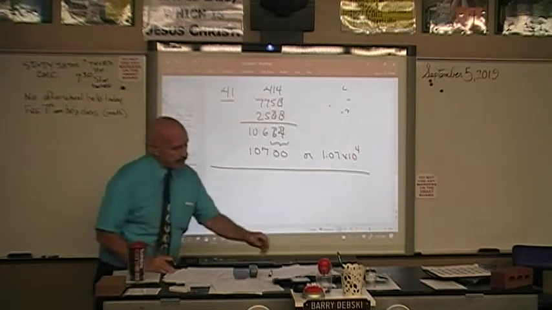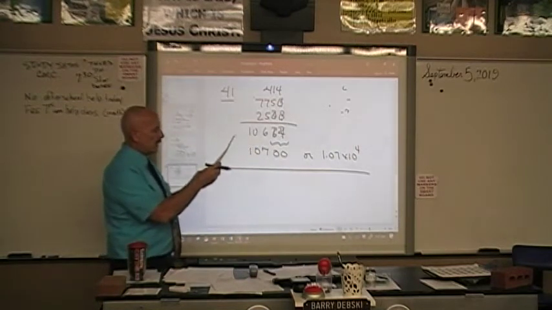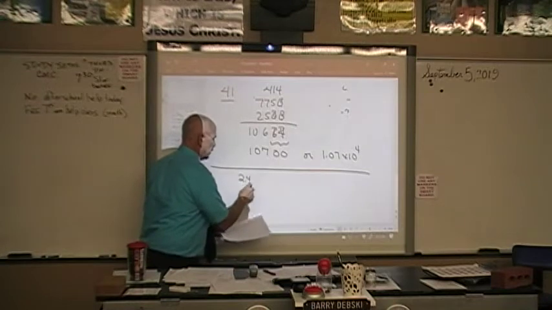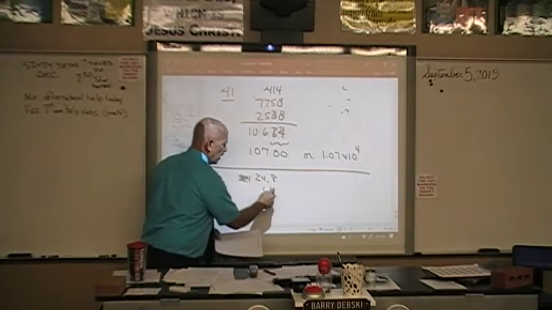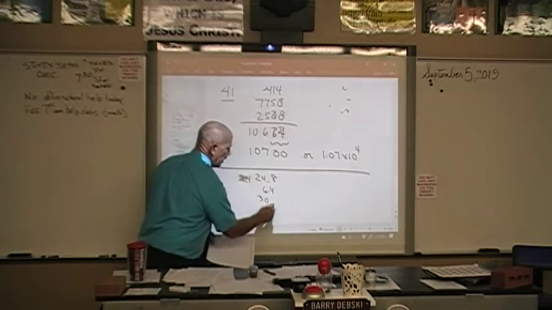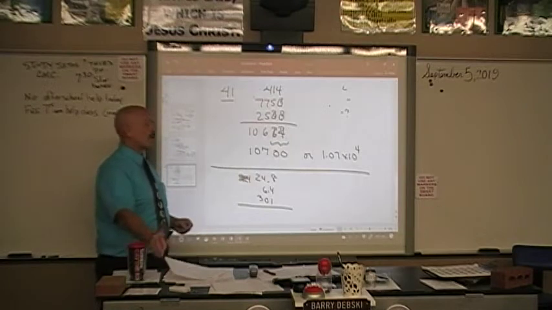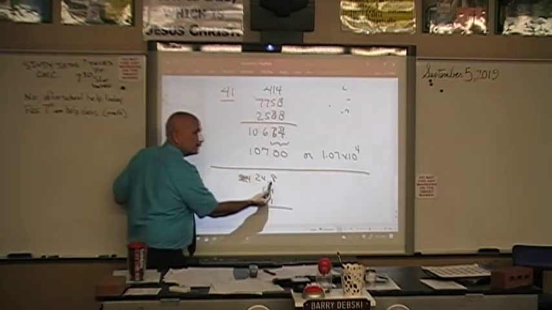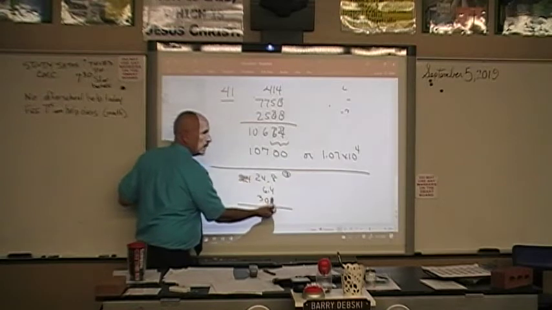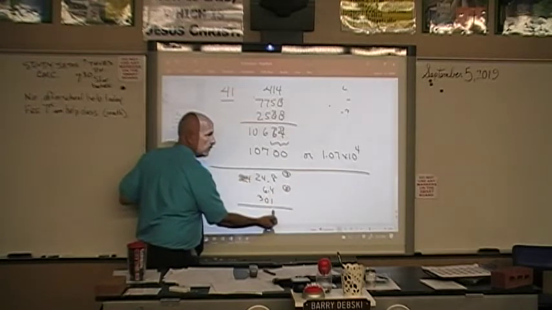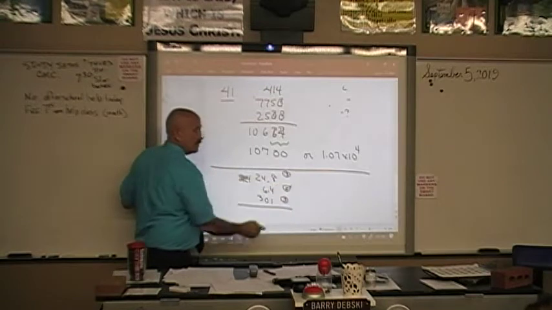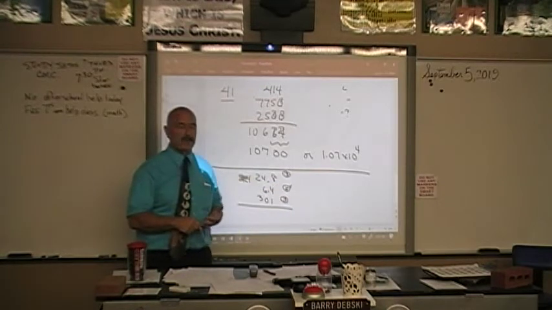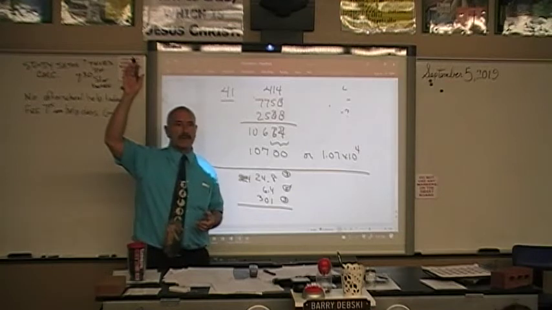Number 43, we're multiplying. So 24.8 times 6.4 times 301. Let's pick on Reagan. How many sig figs on the first one? How many sig figs on the second one? How many sig figs on the third one? 301? 3. Okay, so my answer has to be limited by this one. So once I multiply all three of these numbers together, I don't have the answer.